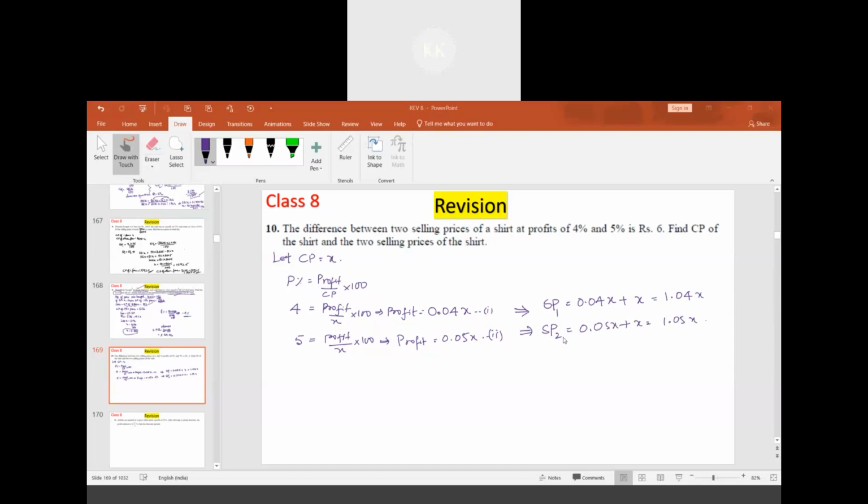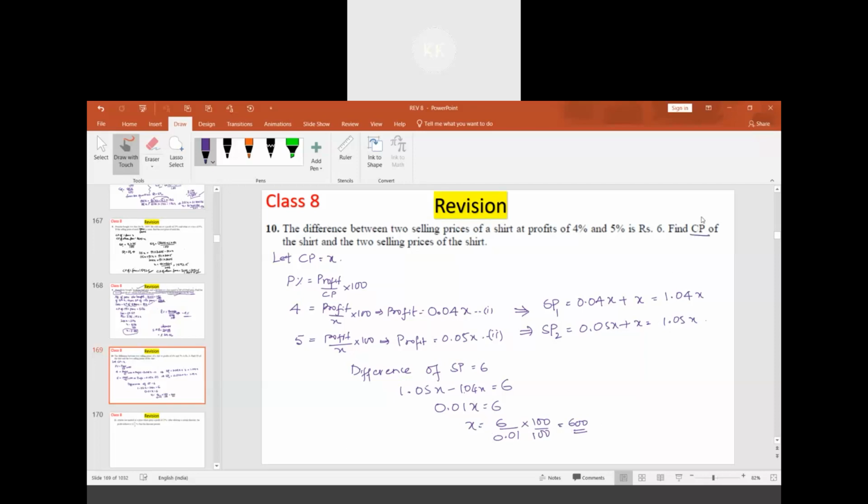What to do now? They have given the difference of selling prices is 6. So 1.05x minus 1.04x is equal to 6. Now we have to solve. 0.01x is equal to 6. X will be equal to 6 divided by 0.01. If you divide, we get 600. X value is 600. In the question they have asked to find the cost price.